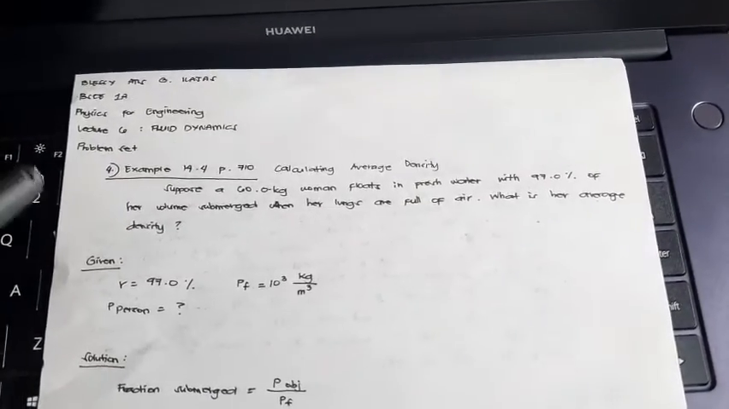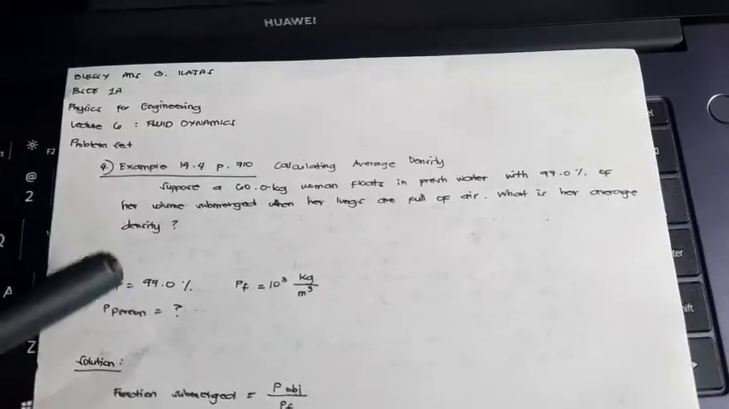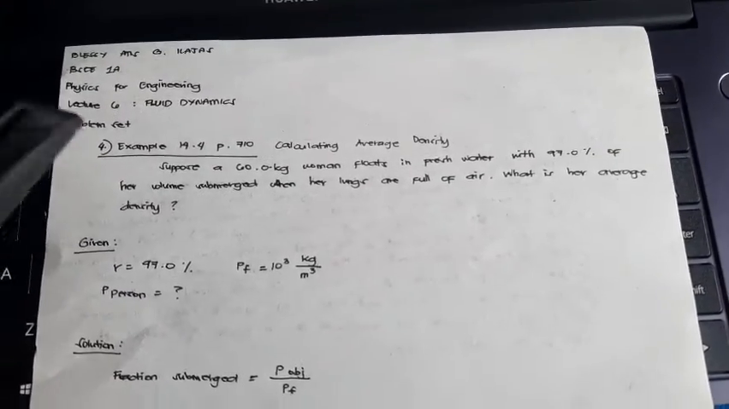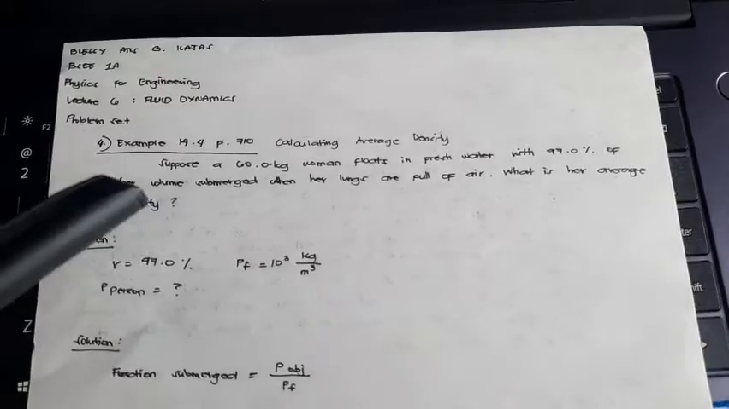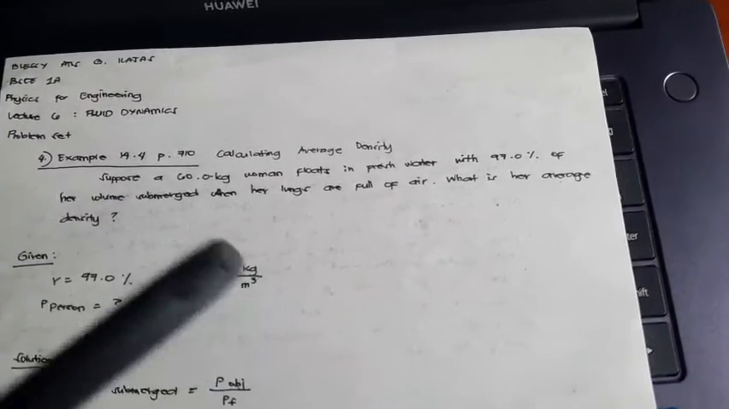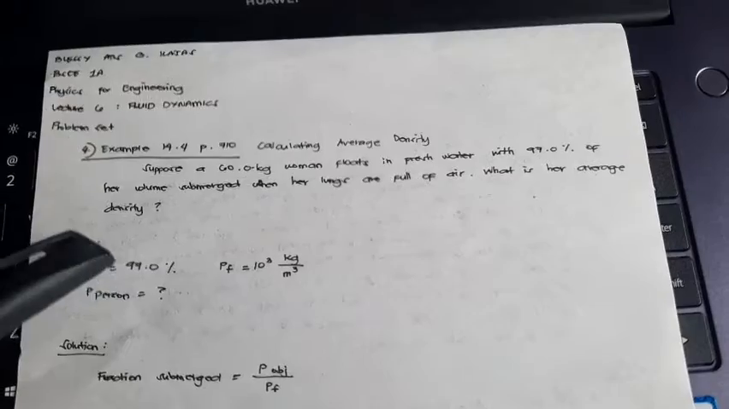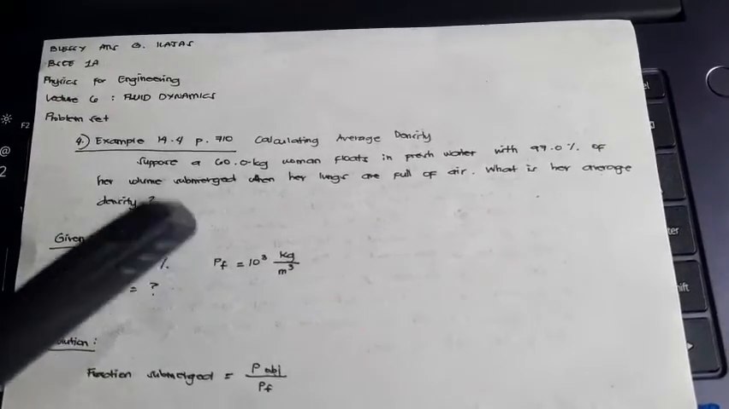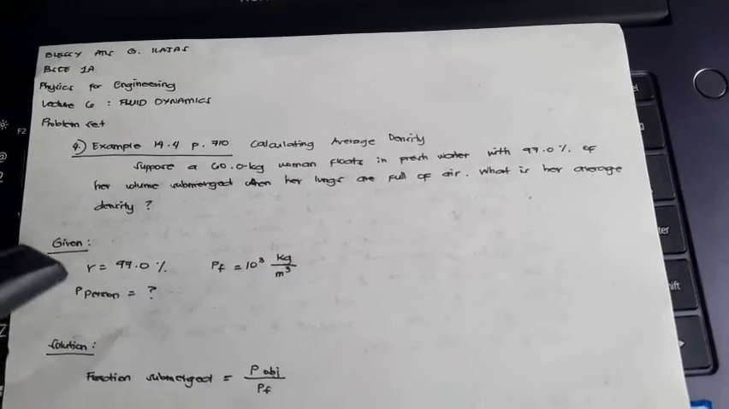So, let's proceed to problem set number 4. Example 4.4 on page 710. Calculating average density. Suppose a 60.0 kilogram woman floats in fresh water with 97.0% of her volume submerged when her lungs are full of air. What is her average density?